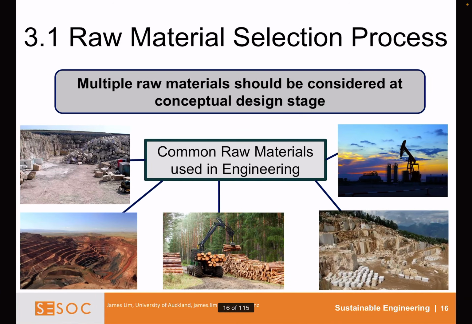Raw material selection process. Starting with the first phase from the life cycle assessment, common raw materials for engineering and construction: limestone, mining for cement production; iron ore, mining for steel production; timber for harvesting for timber production. Once again, we have limestone for mining for glass production and crude oil drilling for plastic production.